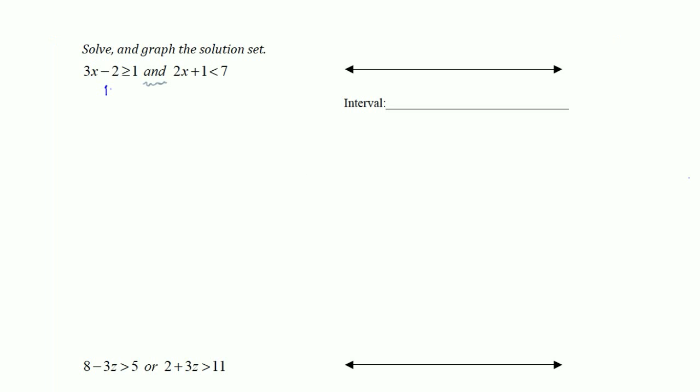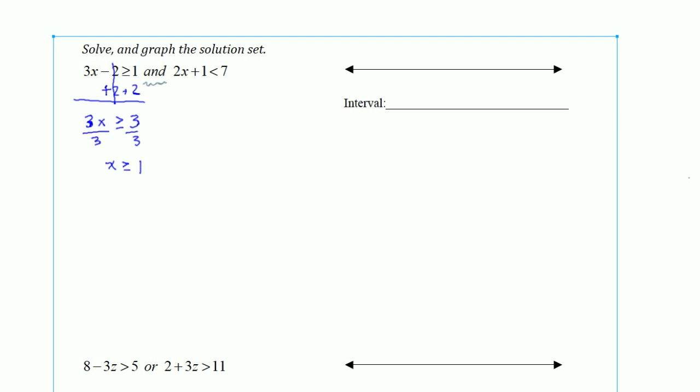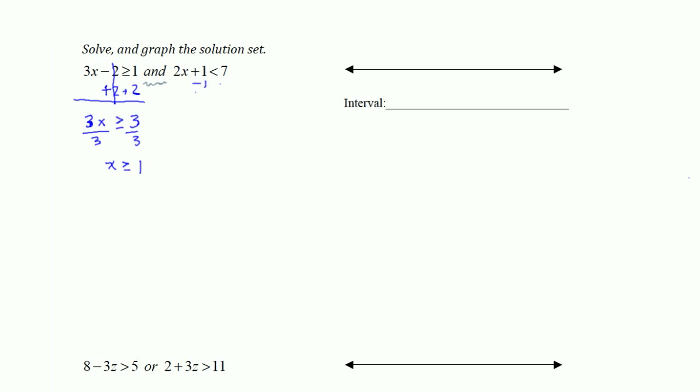Looking at this first one, it looks like we want to add 2 to both sides. So we get 3x is greater than or equal to 3. Then dividing both sides by 3 gives us x is greater than or equal to 1. Going on to the second one, we want to subtract 1 from both sides, giving us 2x is less than 6. Divide both sides by 2 to get x is less than 3.